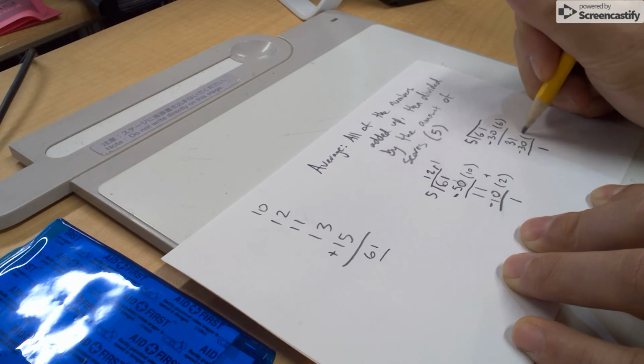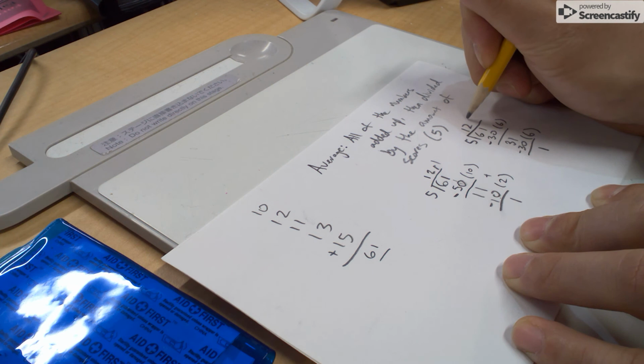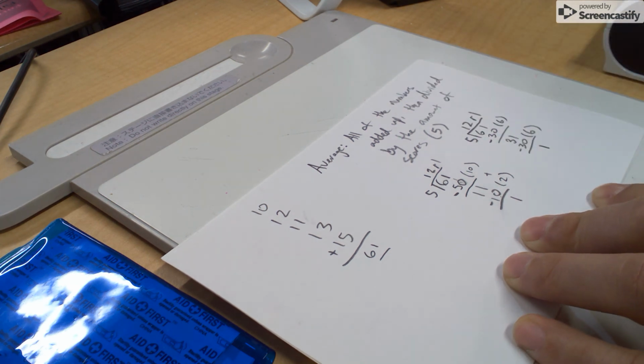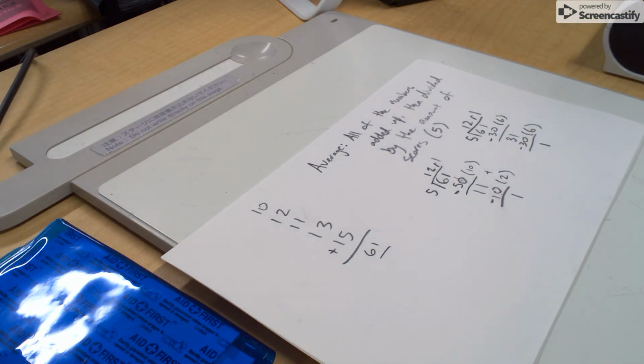5 can't go into there. We have 6 more here. That still gives us the same answer of 12 with a remainder of 1.